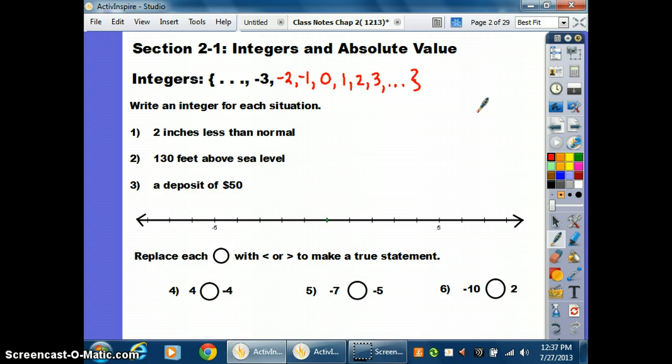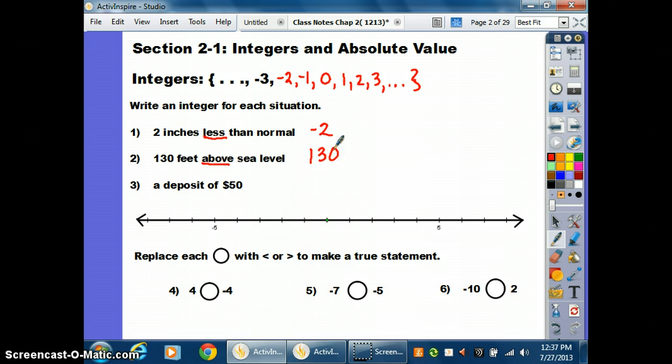Okay, now let's try to write some integers for these situations. Number 1, 2 inches less than normal. Less is the giveaway term. That would be negative 2. 130 feet above sea level. That's positive, so it'd be 130. We could put a plus sign in front of it, but we don't have to.